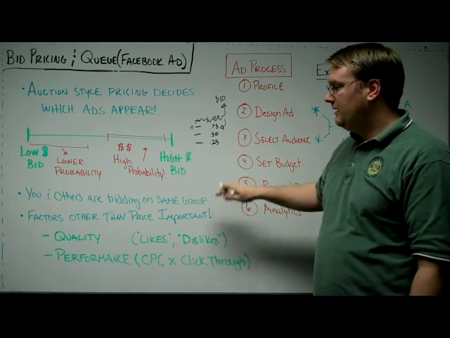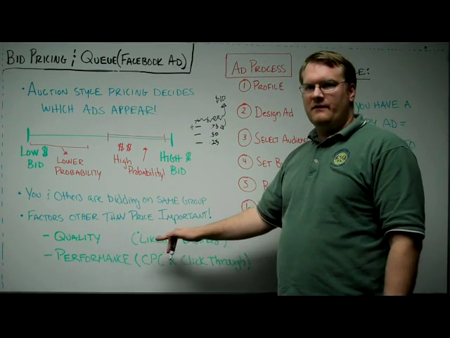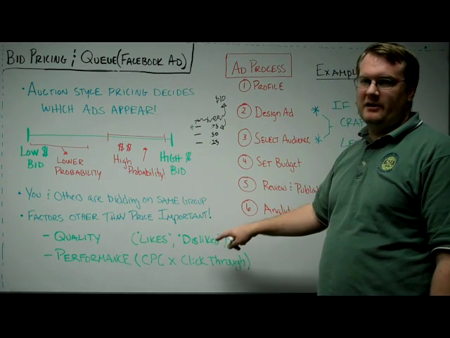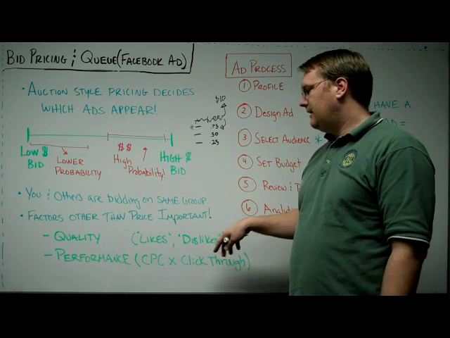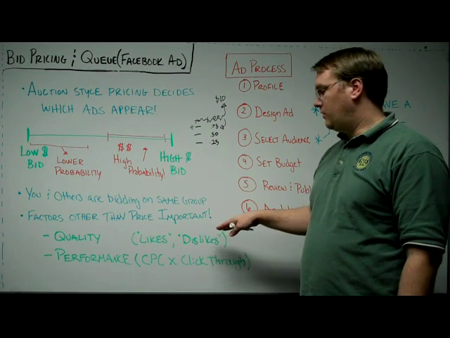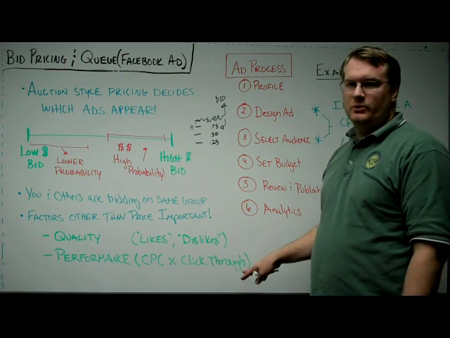Now, what Facebook does is it uses a few other criteria to determine whether or not you get shown, such as the quality and the performance. The quality means if people have clicked on your ad, they like your ad with a little thumbs up, or they click on X and dislike it. That will determine if it's been shown, or going to be shown more or not. Then also the performance, which is the cost per click times the click-through rate.